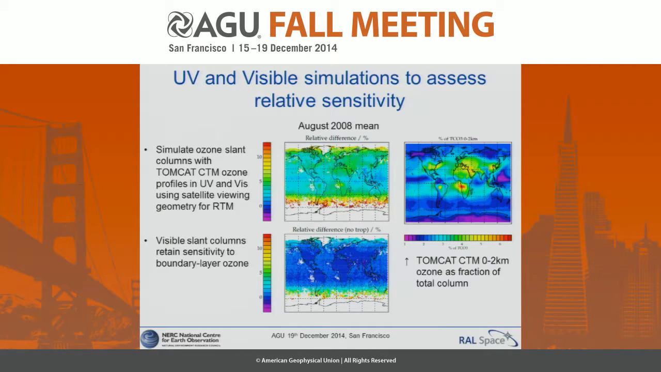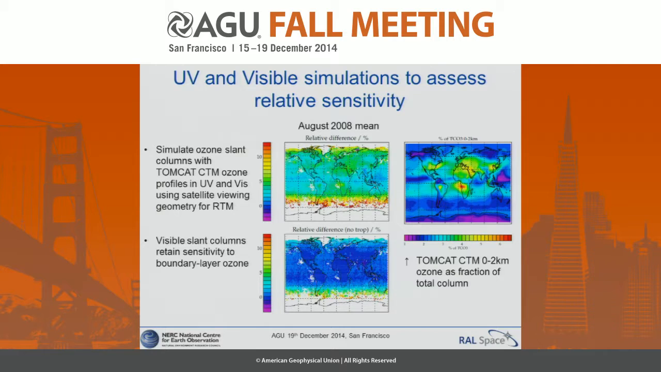So over on this side, you have modelled ozone in the boundary layer. So this is the chemistry. This is Tomcat, a chemistry transport model. This is a 0 to 2 kilometre subcolumn above the surface as a fraction of the total column. So you're looking at anything from 1 to maybe 5 or 6%. So it is quite a small signal.